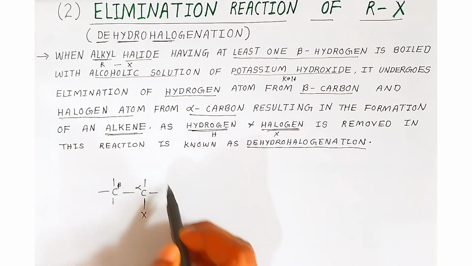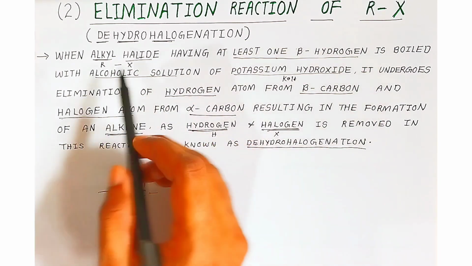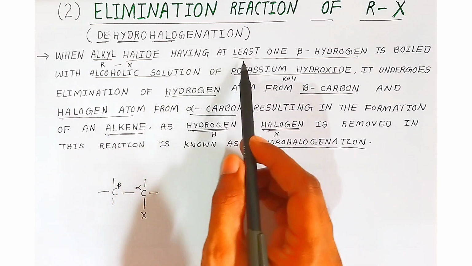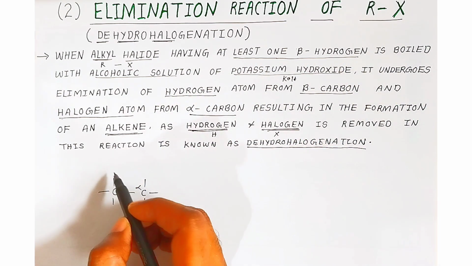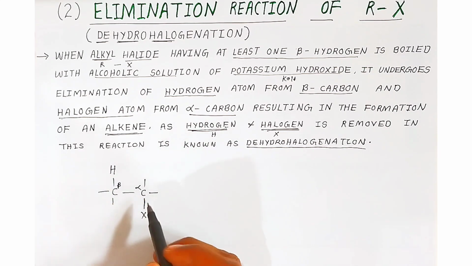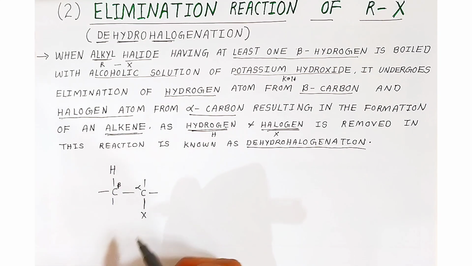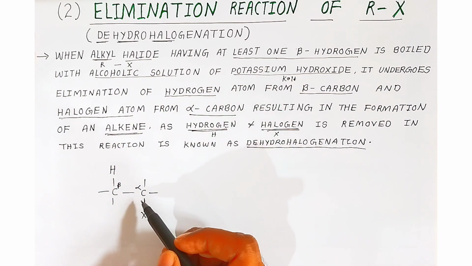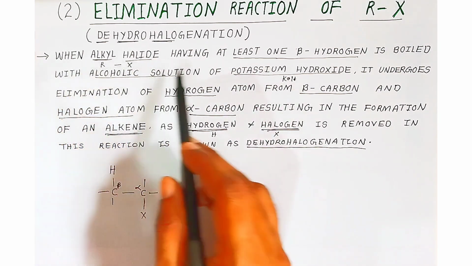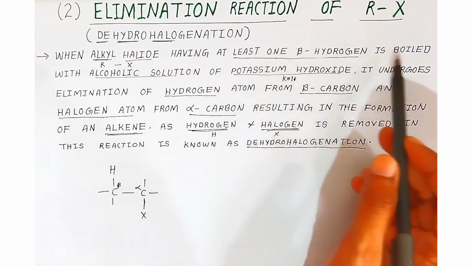Okay students, this is the alkyl group. We are going to select the alkyl halide having at least one beta hydrogen. So this beta carbon is containing hydrogen, and this is called beta hydrogen. Okay students, so we are writing the dehydrohalogenation reaction in general. We have selected the alkyl halide containing beta hydrogen.